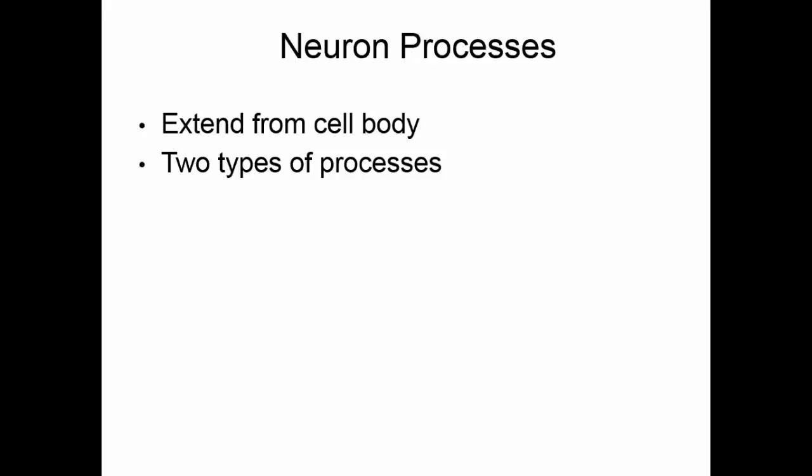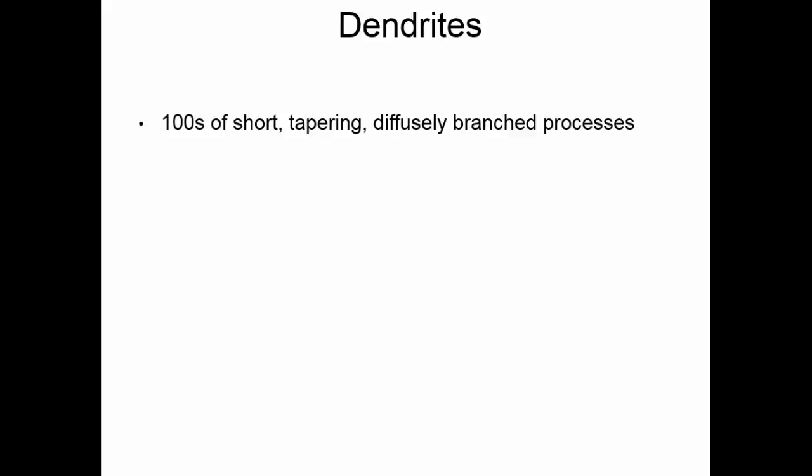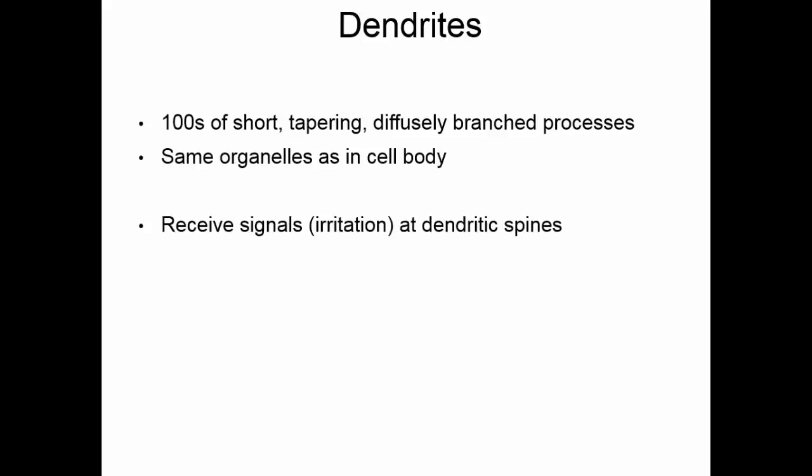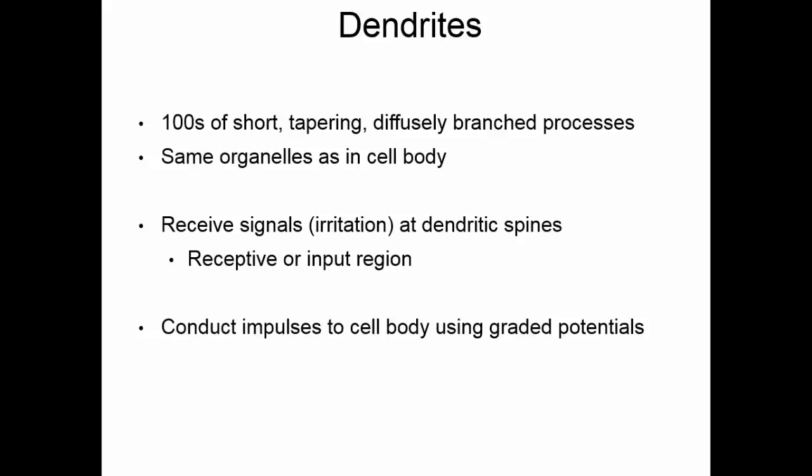The neuron processes are things that extend from the cell body. We have two types of processes, the dendrites and the axon. The dendrites may be hundreds of short, tapering, diffusely branched processes. They will have the same organelles as we see in the cell body. They'll have cytoplasm as well. Their primary function is to receive signals. They're capable of being irritated at their dendritic spines. They will conduct these impulses to the cell body using something called graded potentials.